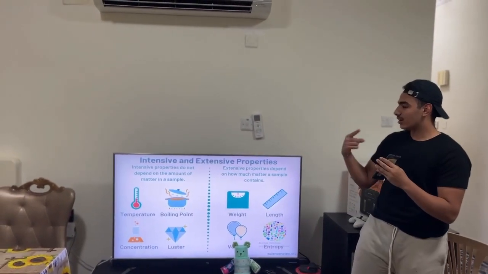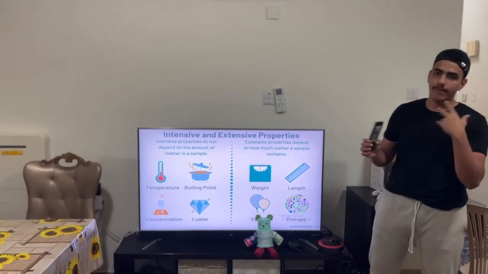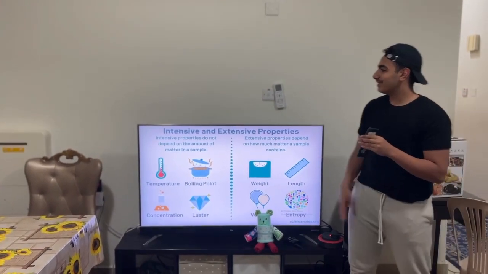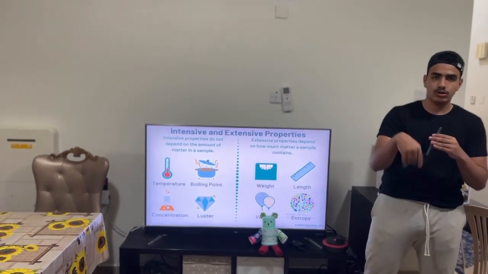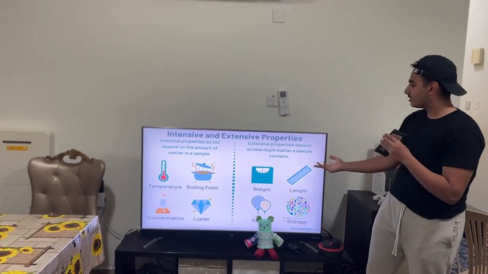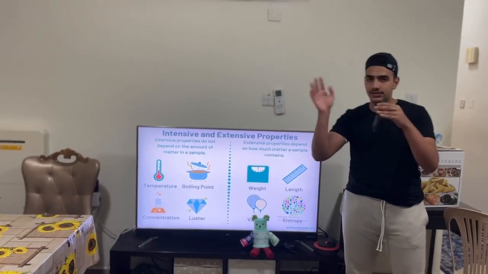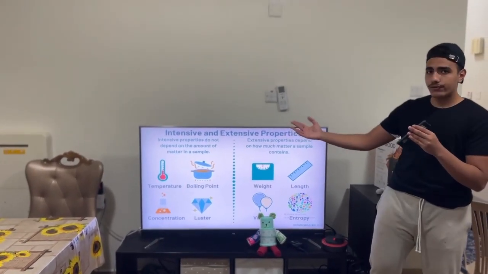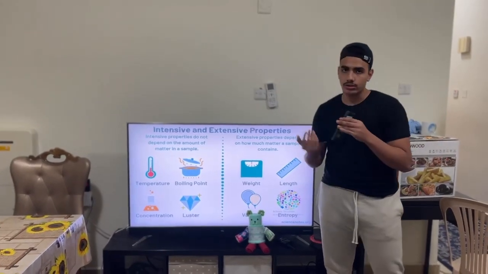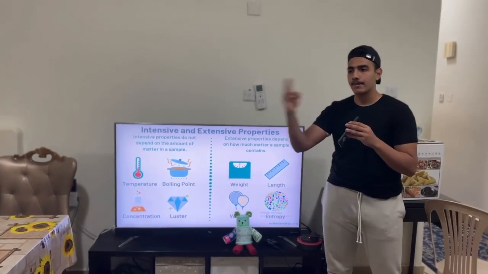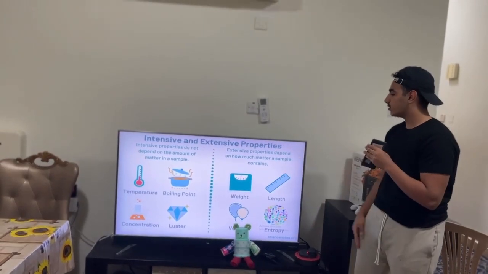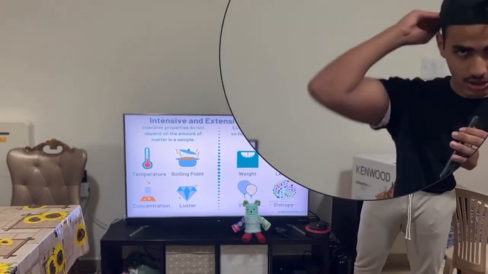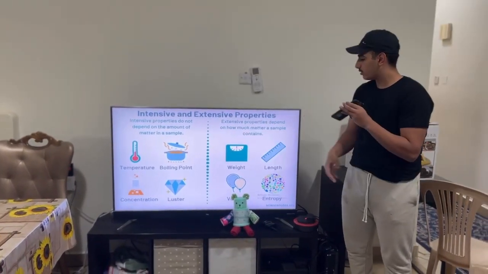Now we're going to talk about the physical properties. There are two types of physical properties, intensive and extensive properties. Intensive properties don't depend on the amount of matter or the mass, as written in the book. Extensive properties do depend on the amount of matter in the sample. For example, for intensive: temperature, boiling point, concentration. Boiling point, for example in water, doesn't depend on the amount of water, and it has an exact specific heat. For extensive properties, you have weight, length, volume. They depend 100% on the mass or the amount of matter.